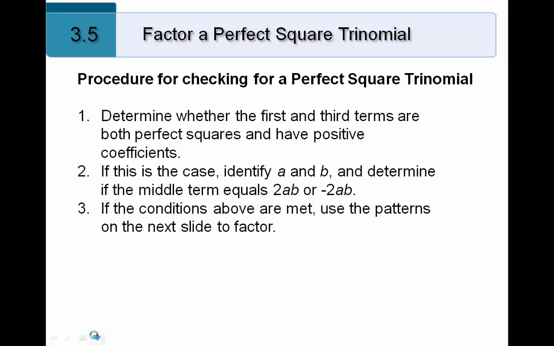So here's a procedure for checking for a perfect square trinomial. Look at the first and third terms and check to see that they're both perfect squares and that they have positive coefficients. And if they do, identify A and B and determine if the middle term equals 2AB or negative 2AB. And if the conditions above are met, we can use the patterns on the next slide to factor.